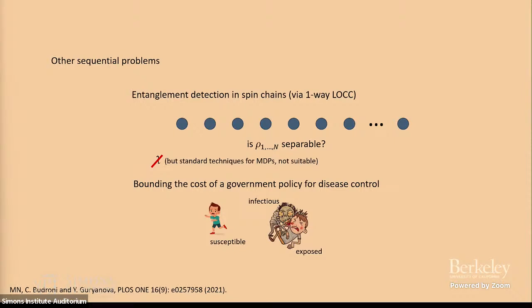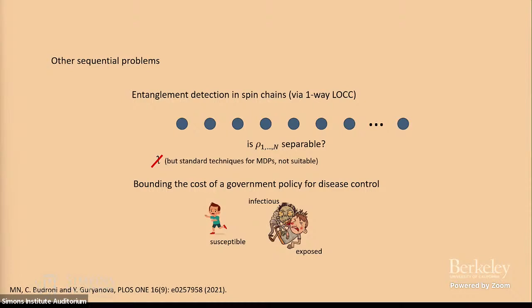Another one is a sequential problem where you don't have these unknown evolution parameters. So in principle, you can think of it as a Markov decision process. But the problem is that the standard methods for Markov decision processes are not suitable for the kind of problems that I have here. So you have to use the techniques that I will tell you now.